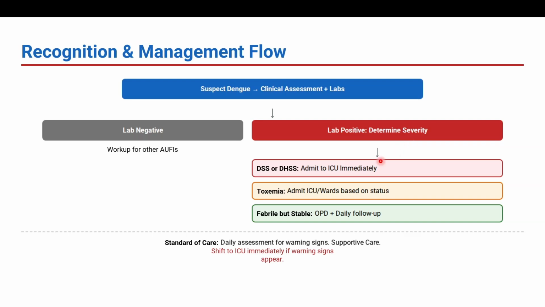Lab positivity determines severity. If it is dengue shock syndrome or dengue hemorrhagic fever, admit to ICU immediately. If there is toxemia, admit to ICU or wards based on the status. If the patient is only febrile, you can discharge the patient and follow up on an OPD basis. Daily assessment for warning signs is more important. Always educate the patients about the warning signs of dengue and give advice about supportive care. Shift to ICU immediately if the warning signs appear.